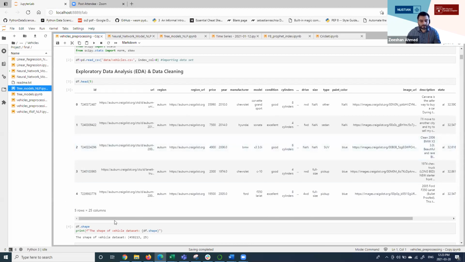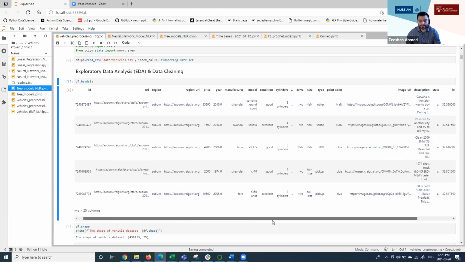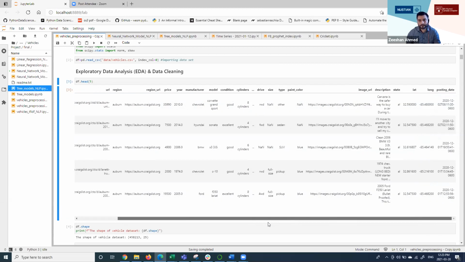So this was the structure of my data. For doing data modeling, everything has to be numerical. So check this out. I have an ID column, URLs, region. So these are my 26 columns.